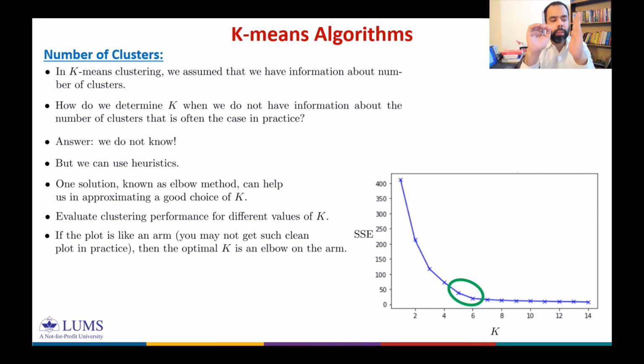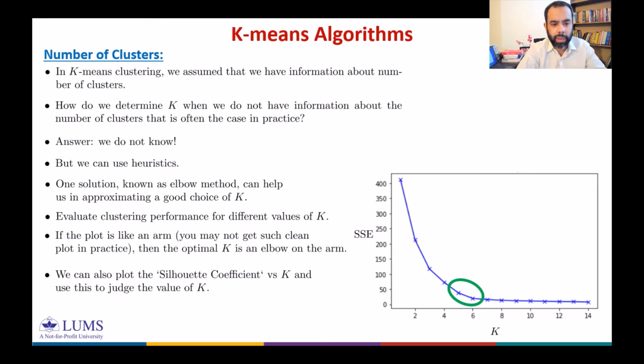So you plot SSE, the error, your metric of performance, versus K, and when we see that after some value of K we do not get a significant increase in the performance or significant decrease in the error, that is a good choice of K. There is another method, in fact similar to this, where we plot the Silhouette coefficient versus K and use this plot to judge the value of K. Again, looking at the plot gives us the optimal value of K. We will not explore this further here, but it is very similar to the elbow method.